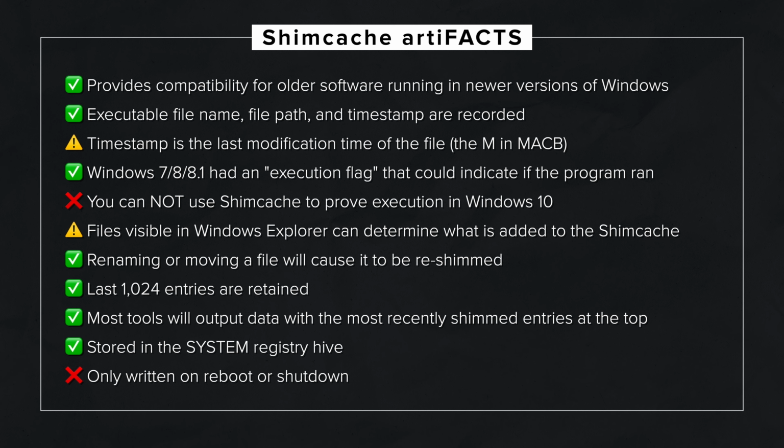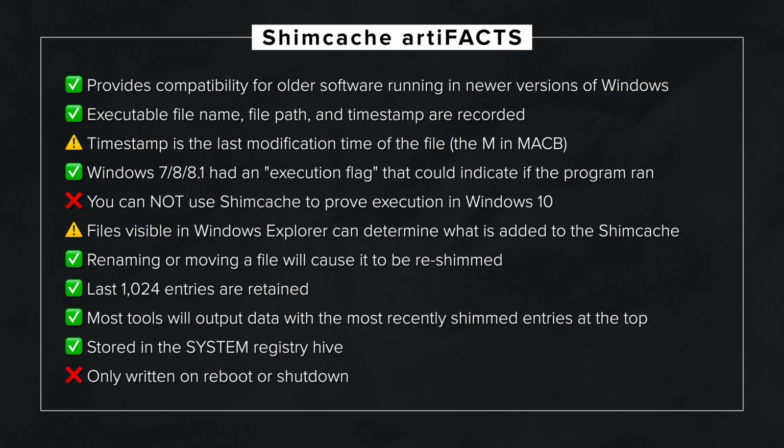And first, a quick note on the colors. The items in green are the very common knowledge, easy to understand things with regards to Shimcache. The items in yellow are often sources of confusion, so pay close attention to those. And the items in red are, I would say, the most often misunderstood things with regards to Shimcache.